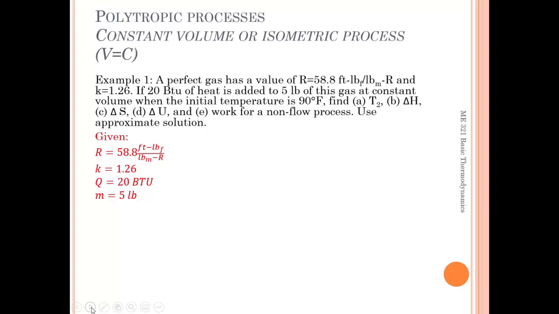Since volume is held constant during the process, we can say that the gas is undergoing an isometric heat addition process. Finally, the initial temperature of the gas is also given. Converting it to Rankine, we will get 550 Rankine.